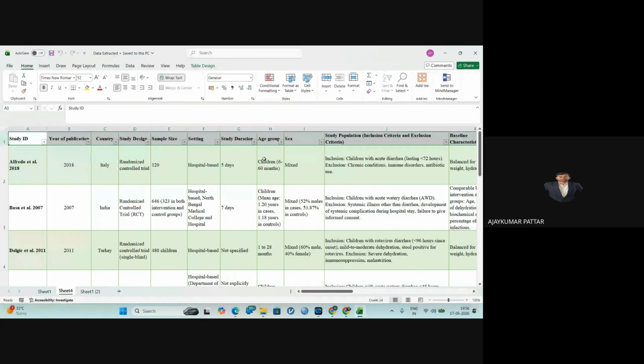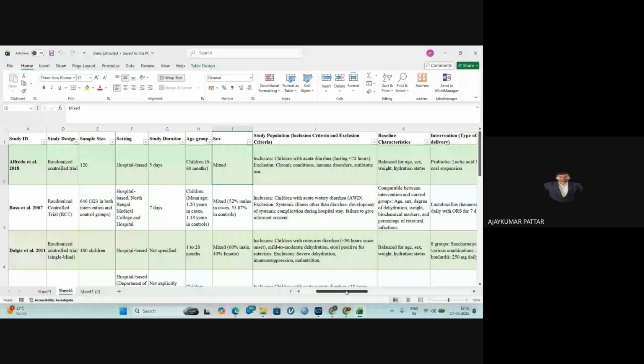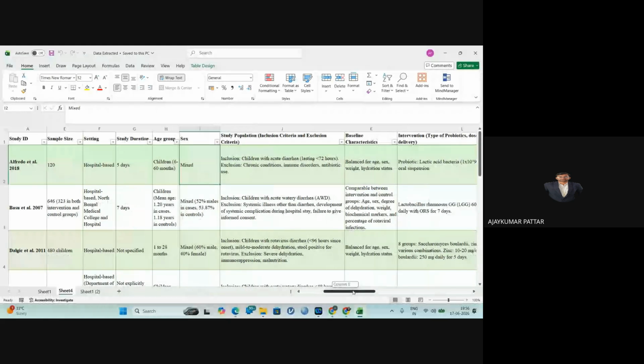Age group they have included, that we have to see and enter here. Then the sex or gender: if they have taken both male and female, then we can write it as mixed. If you see the methodology section in the paper, they will mention both genders were allotted, so it will be mixed. Then study population: inclusion and exclusion criteria, what they have mentioned in their paper.